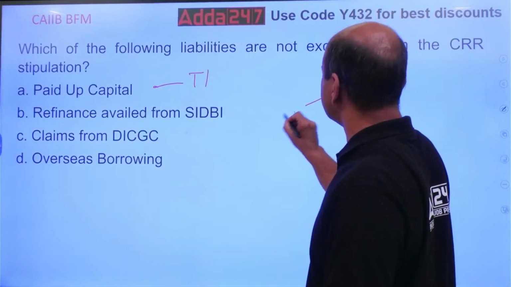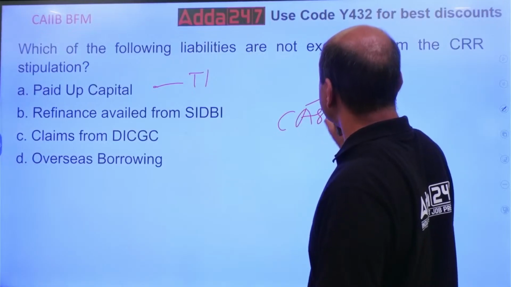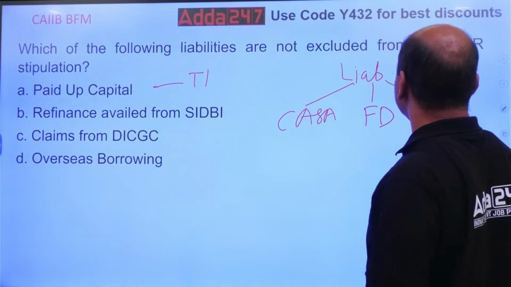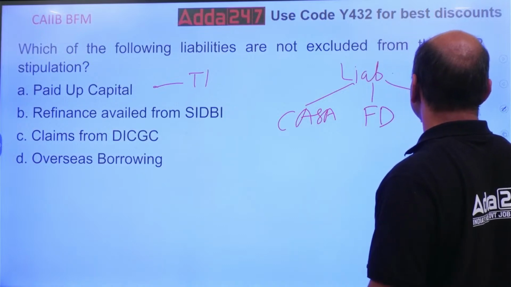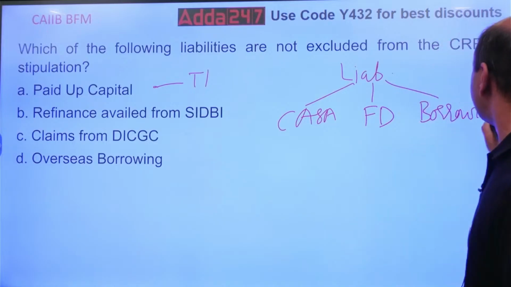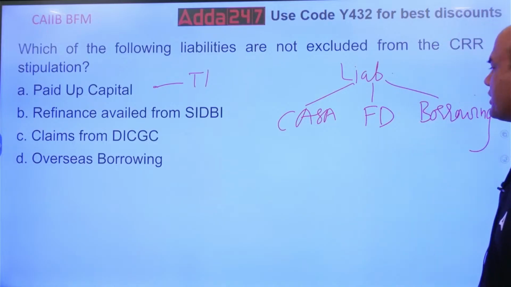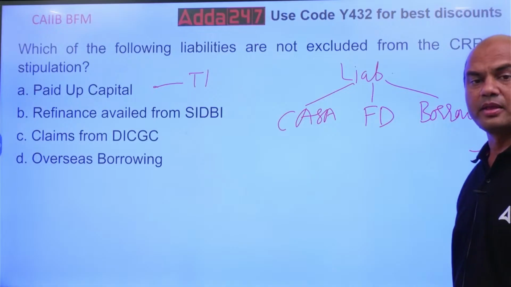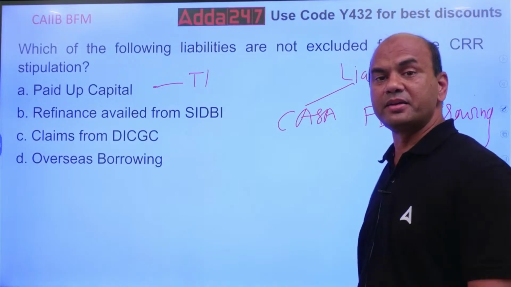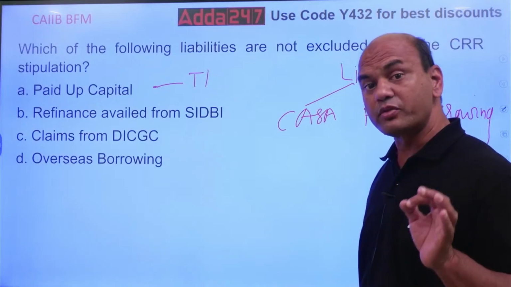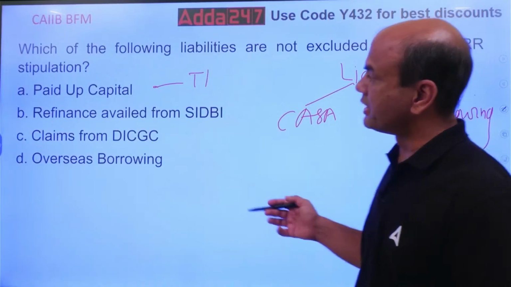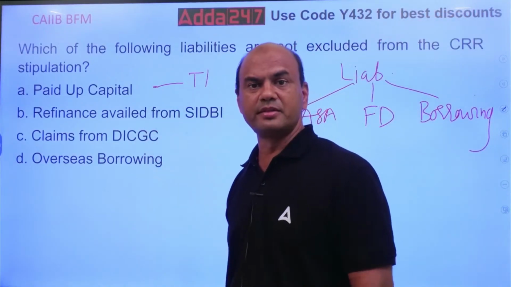What are the main liabilities of any bank? One, CASA. Second, FD or term deposit we call it. Third is borrowings. Bank will also borrow from various institutions. That will be the part of your borrowings because that's the liability. But that should be the part of your business. That's important.